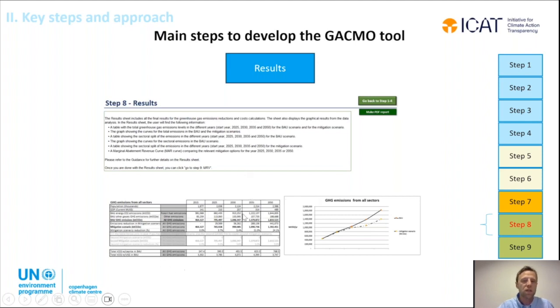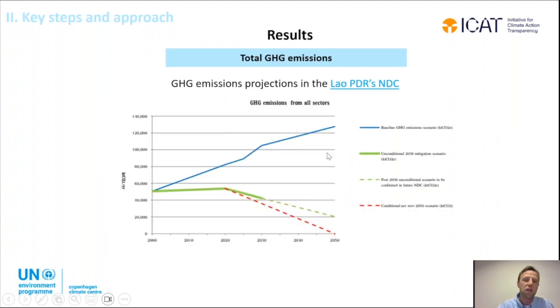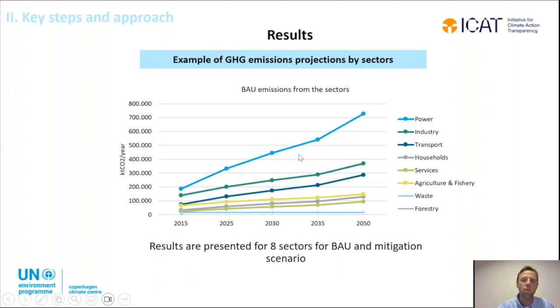Those results are presented as tables, where all the results of the calculation are shown as values, of course, and also as curves, as graphics on the same sheet. So here is, for example, a real example taken from the NDC submitted by Laos to the UNFCCC, where you see the country has built a business as usual scenario and 2 mitigation scenarios using the GACMO tool.